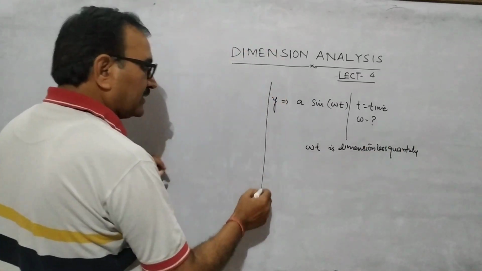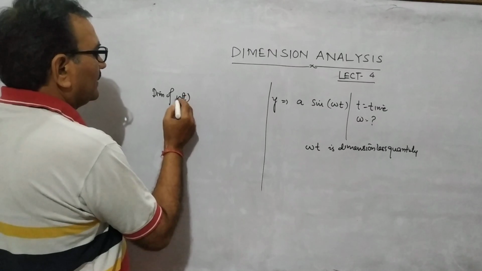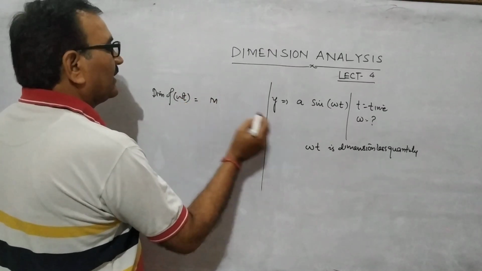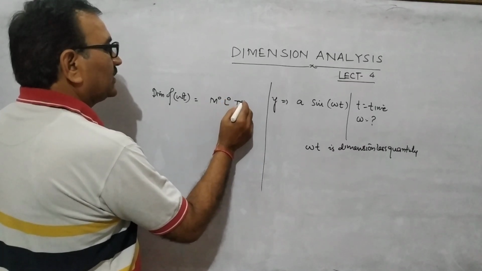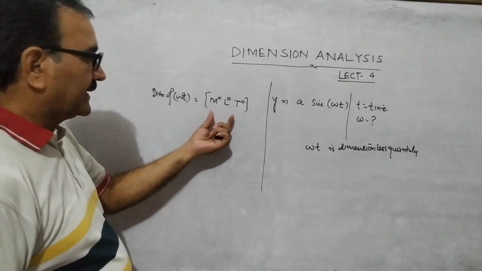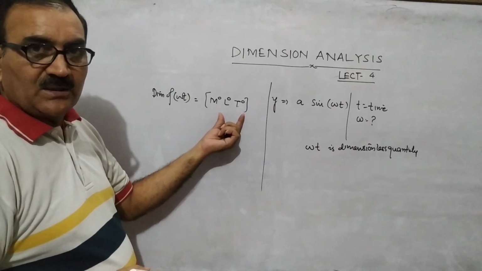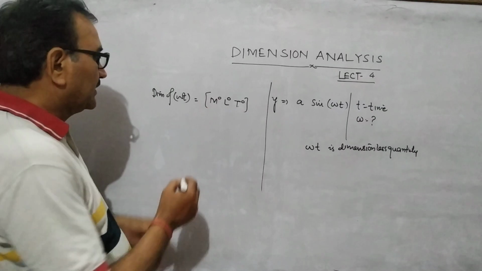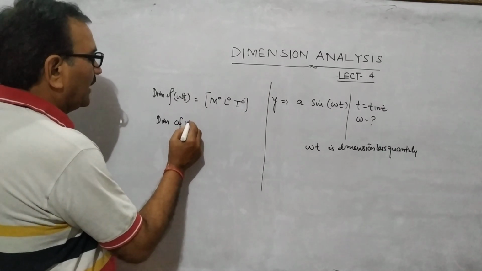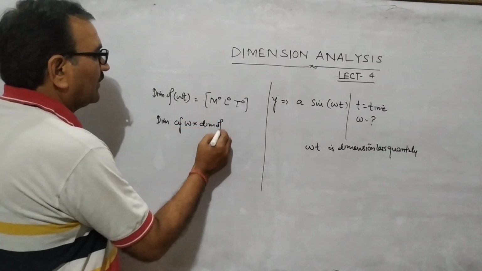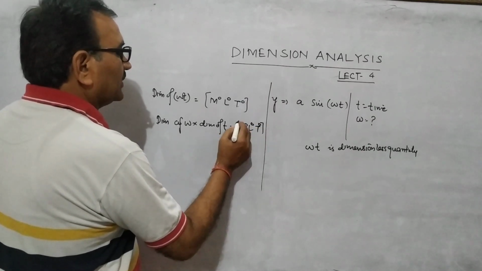So how to solve it? Dimension of omega t is equal to how much? That is dimensionless, so write it M0, L0 and T to the power 0, because the right side has the dimension of a dimensionless quantity. So dimension of omega into dimension of t equals M0, L0, T0.